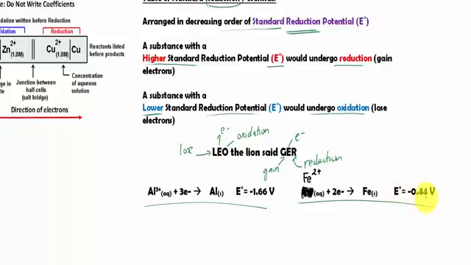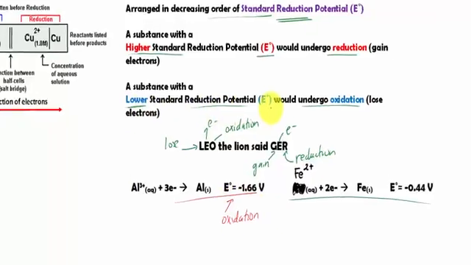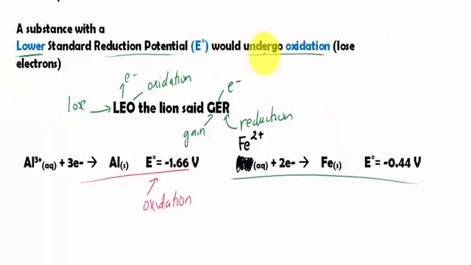Which of the two has a smaller value? The one that has a smaller value would undergo oxidation. In this case, we have negative 1.66 volts. It's a lot smaller than negative 0.44 volt. So therefore, this has to undergo oxidation, because the lower the standard reduction potential, the more it would undergo oxidation.